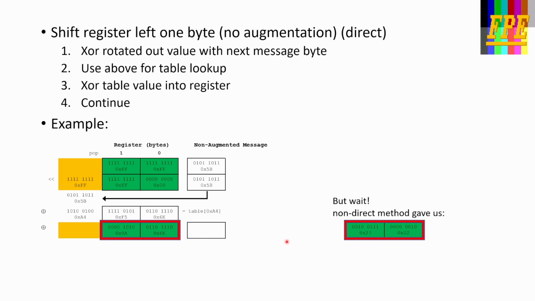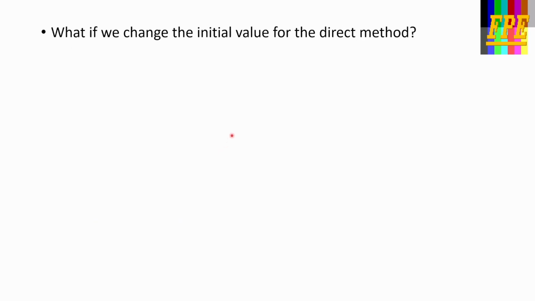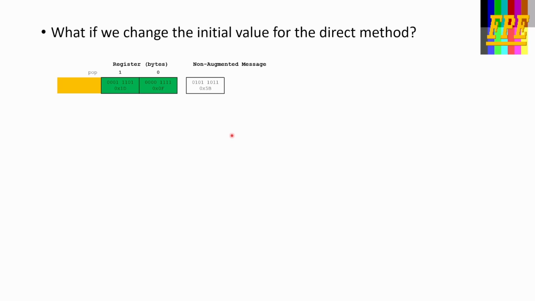But if you're paying attention, what you might have noticed is this does not give the same result as the non-direct method. The non-direct method gave us 0x27, 0x02. This gives us 0x0A and 0x6E. So that's correct, they do not give the same result. So how can we make them give the same result? Just if you're interested, what you can do is change the initial value for the direct method to get the same result as what the non-direct is.